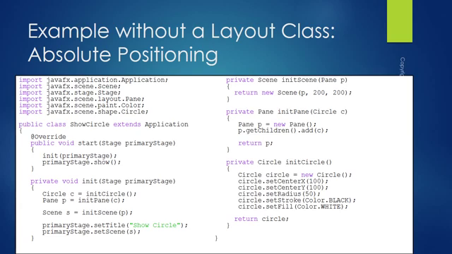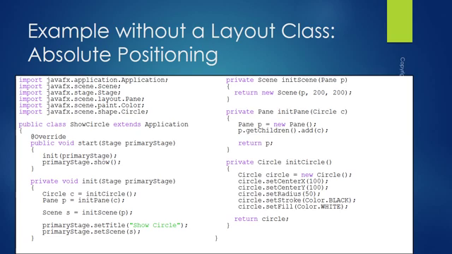Now here's an example of how to use absolute positioning. Now again, we're not doing a layout class. We'll talk about a layout class shortly. And all I have here, and this is the example from the book, we're doing a ShowCircle, and it extends the Application. And we're just going to put a circle dead smack in the middle of the window.